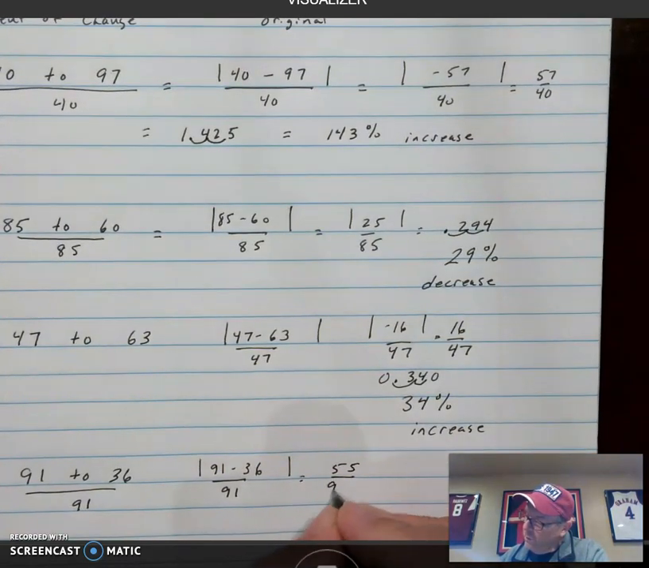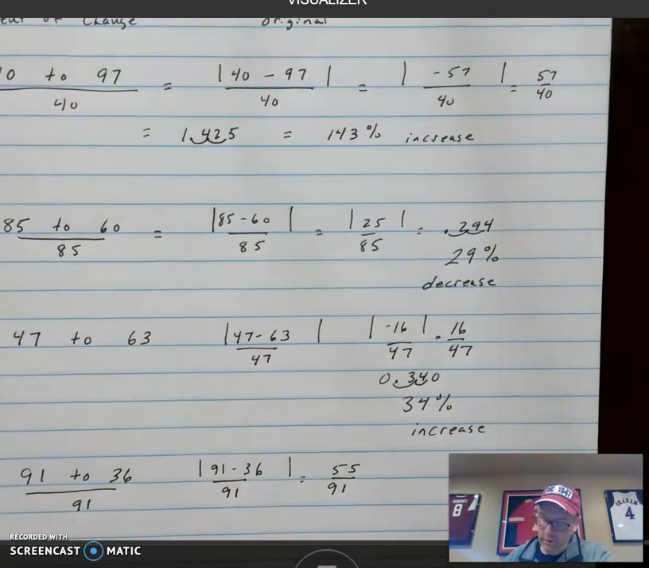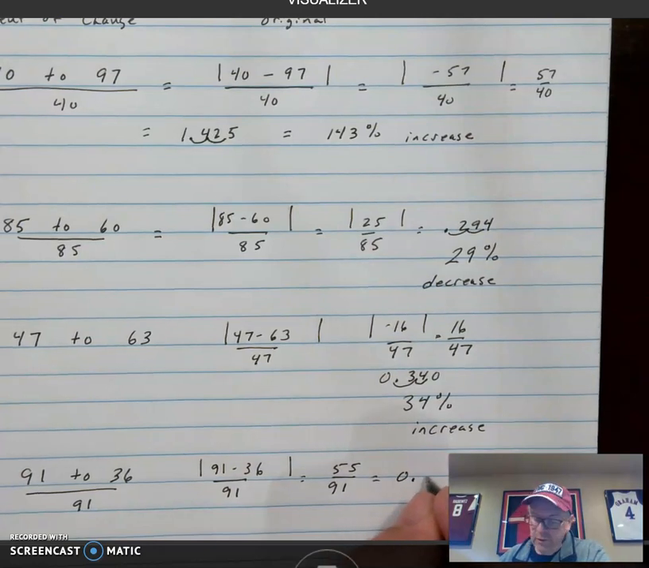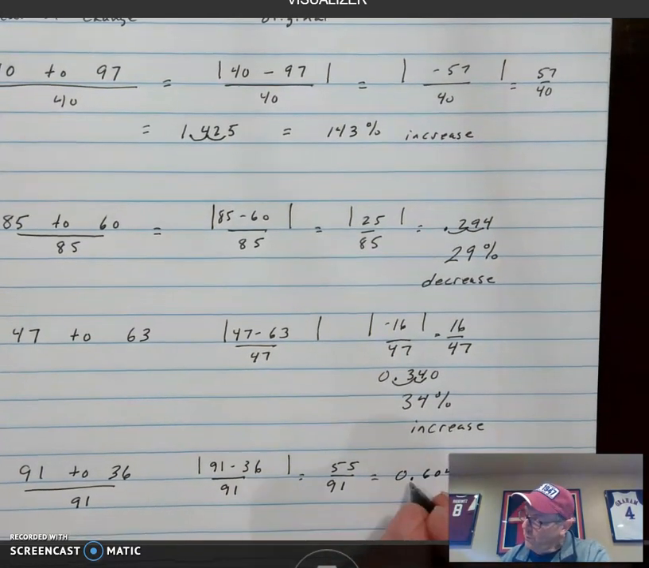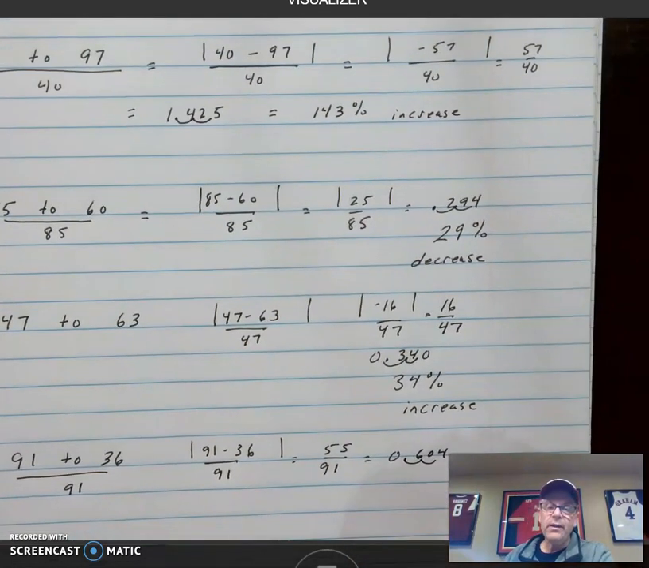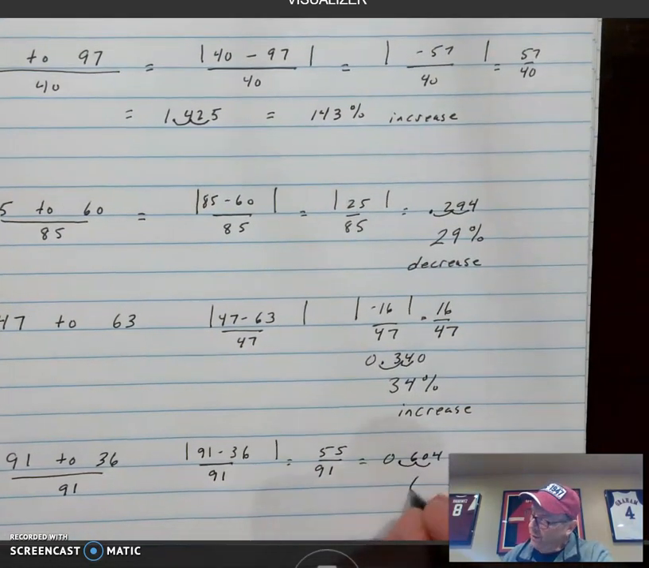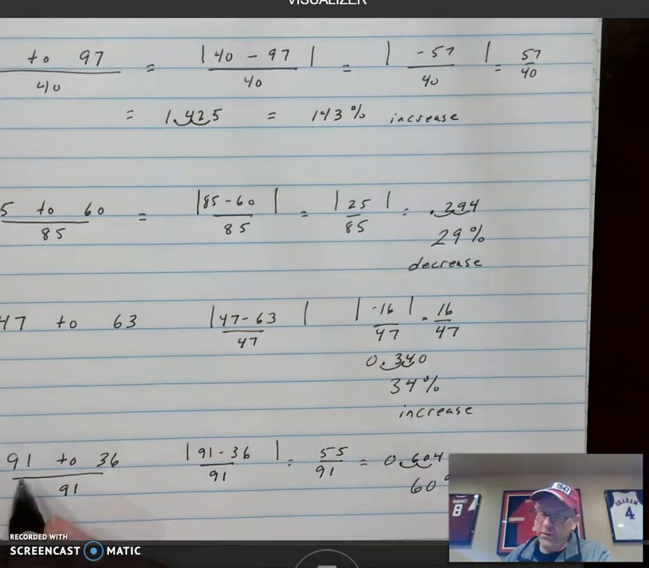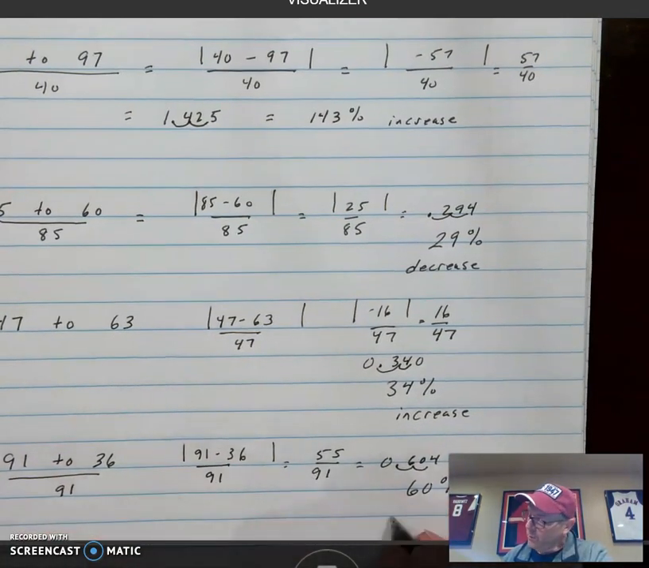55 over 91. Divide the two. And we get 0.604. Move it 2 times. 60.4. We end up at 60%. And since we went down, it's a 60% decrease.